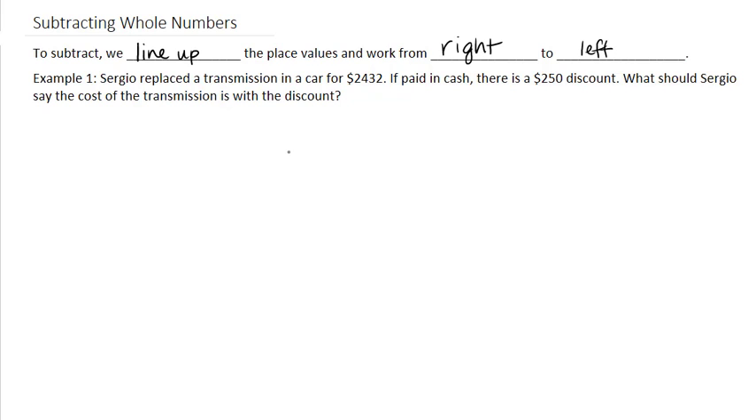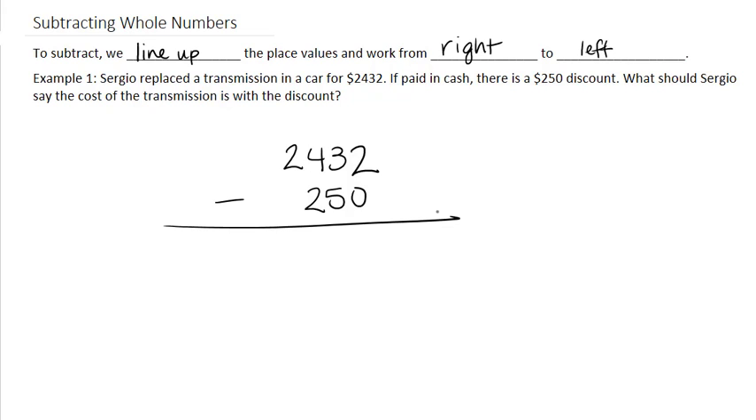So let's go ahead and line up our place values of these two numbers. So we have 2,432. We'll place the larger number on top and the smaller number on the bottom, and then we can subtract. So we have our ones lined up, our tens, our hundreds, and then we just have the 1,000. So now we can go ahead and subtract.